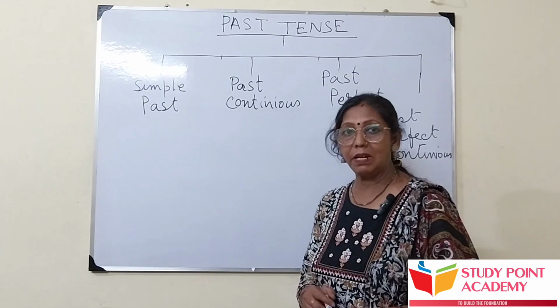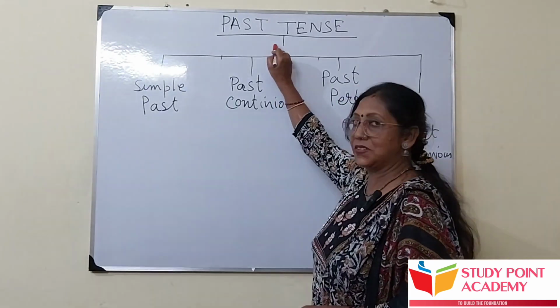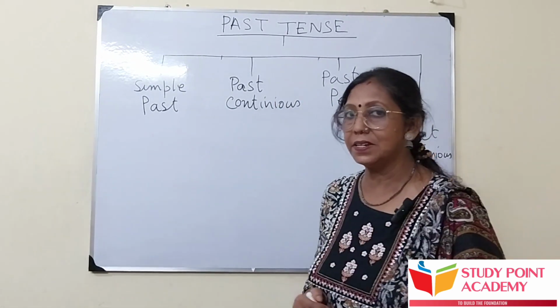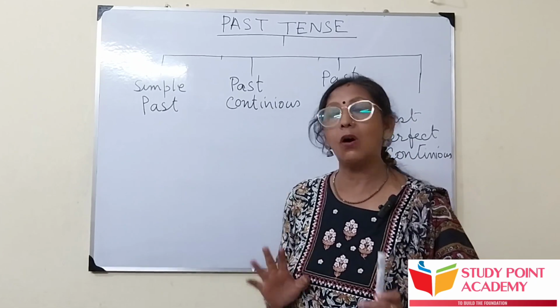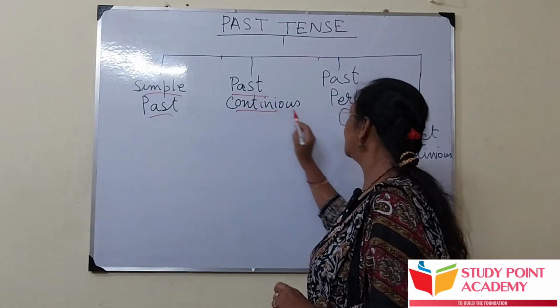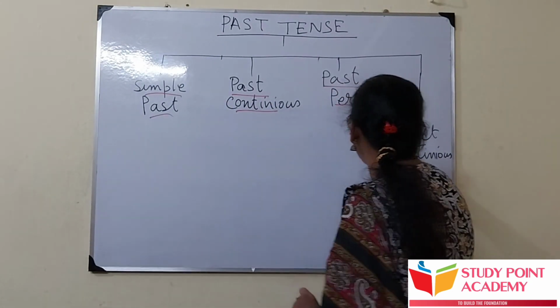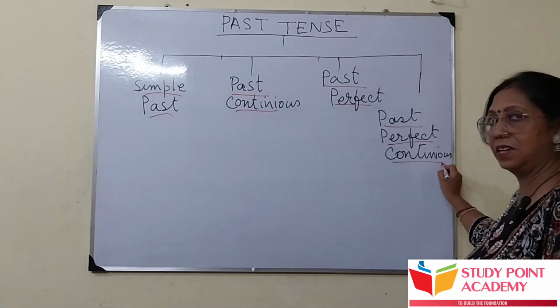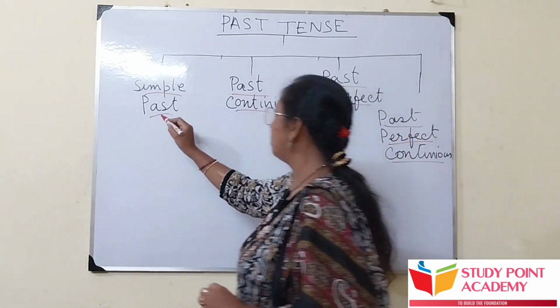Today we will discuss past tense. Like present tense, past tense also has four parts: simple past, past continuous, past perfect, and past perfect continuous. Now, what is simple past?